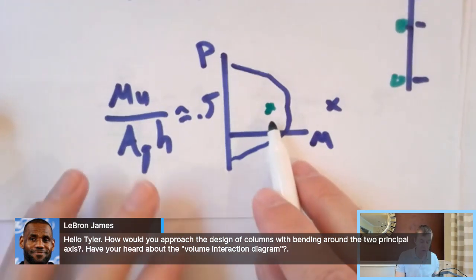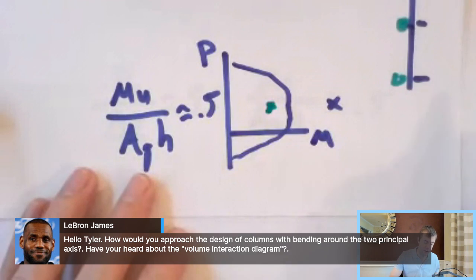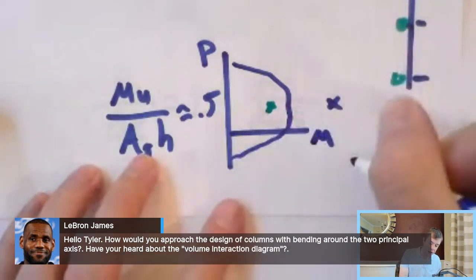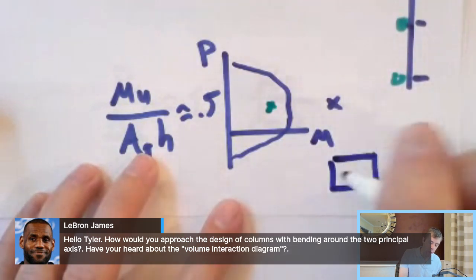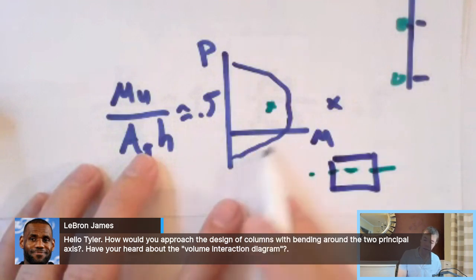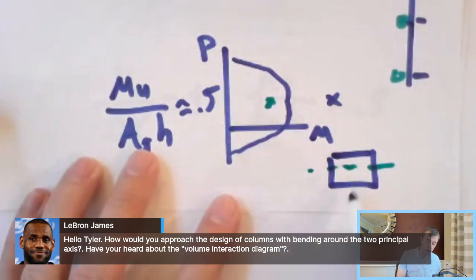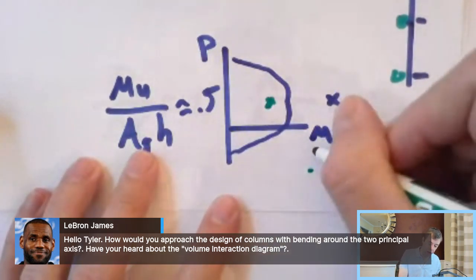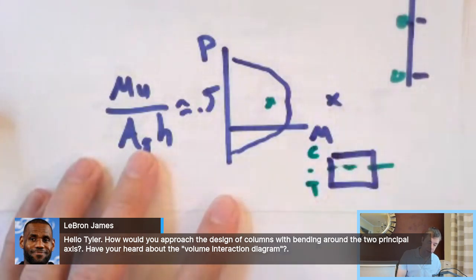Now what you can do is you can actually do this for 2 different axes. So let's just say we derive this interaction diagram for bending about this axis. So this would be like the failure plane for this type of loading, where we have compression over here and we have tension over here.